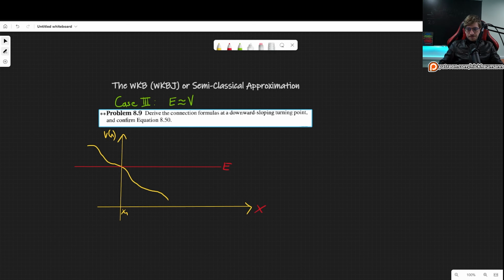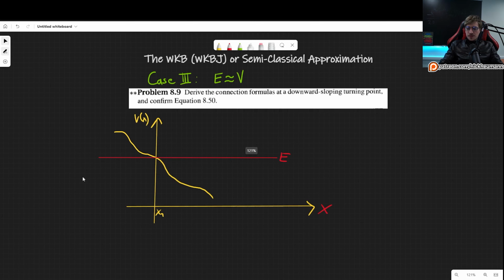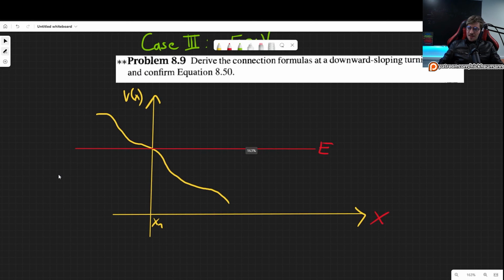So what we now have to do is basically see the situation that we have right here. We have this downward sloping potential that I drew here, and since it is downward sloping, it will go from having energy smaller than the potential to having energy greater than it, because the potential is decreasing. So we will have one region here, which is the non-classical region, and we will have another region, which is the classical region.